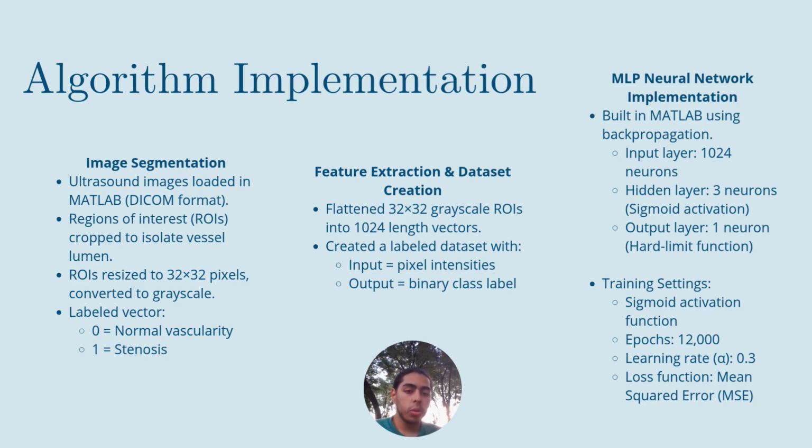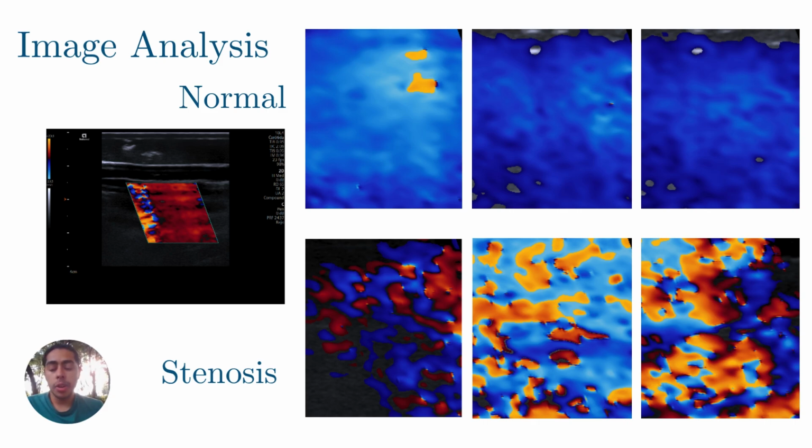For the neural network, we built it in MATLAB using backward and forward propagation with sigmoid activations. The input layer has the same number of neurons as the number of inputs. Later, we had a hidden layer with 3 neurons and an output layer with 1 neuron that use hard limit functions. For the training set, we also use sigmoid activation functions with 12,000 epochs and a learning rate of 0.3.